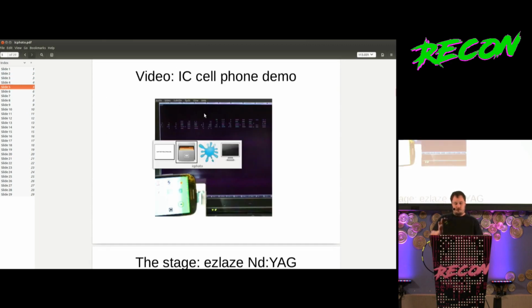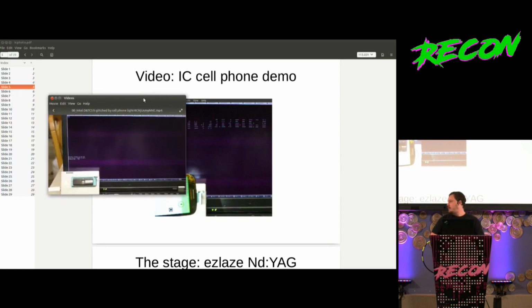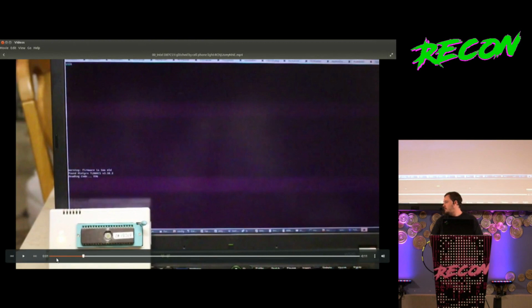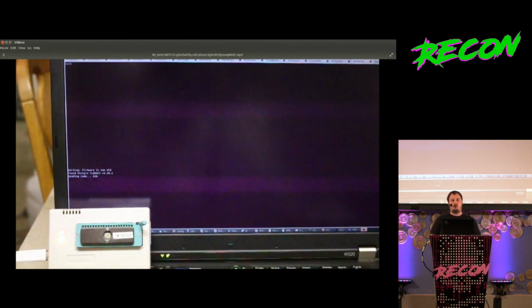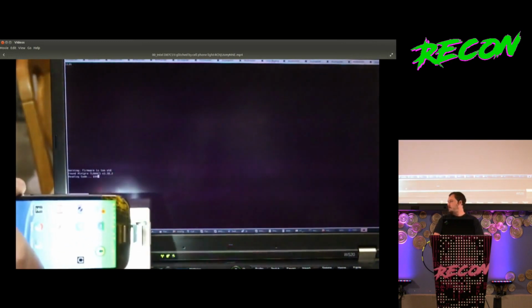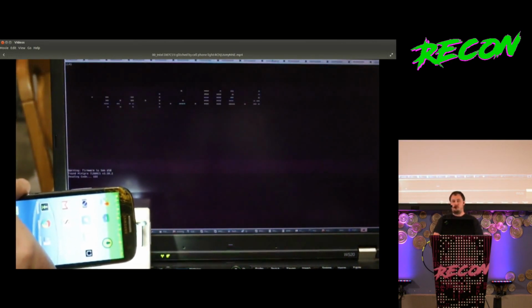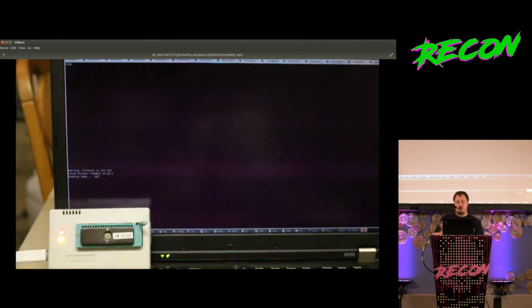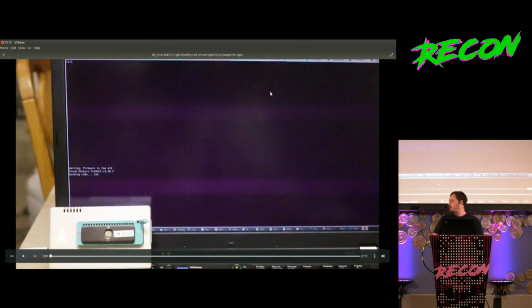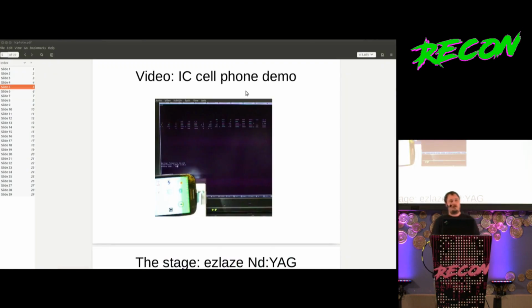To give a demo of this, I'm going to move this over. What I've got here is an EEPROM reader, and it's just looping, reading a microcontroller, dumping the firmware, and displaying it on the screen. Now I'm going to bring a light over to it, and you can see as I bring it over, the memory array starts to glitch and show up on the screen, because the bits start flipping from the cell phone light. That's the basic idea: light like that can flip bits.